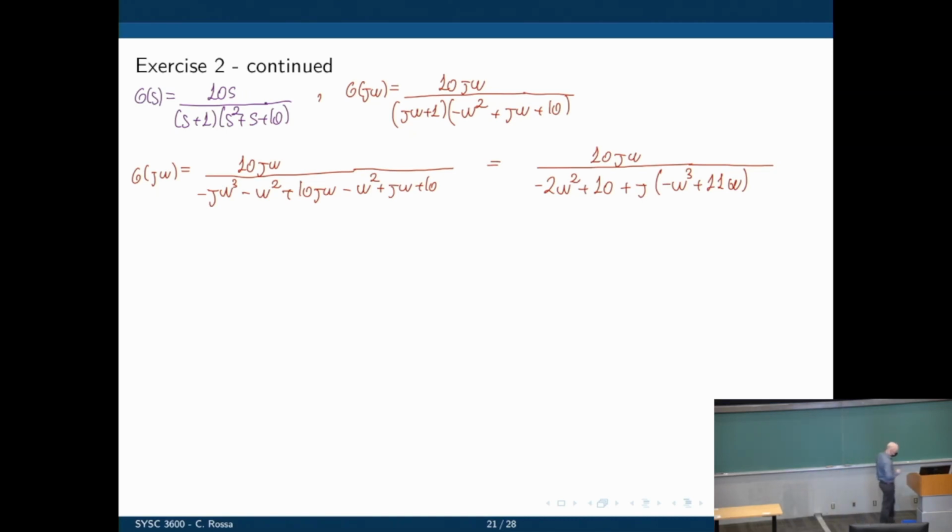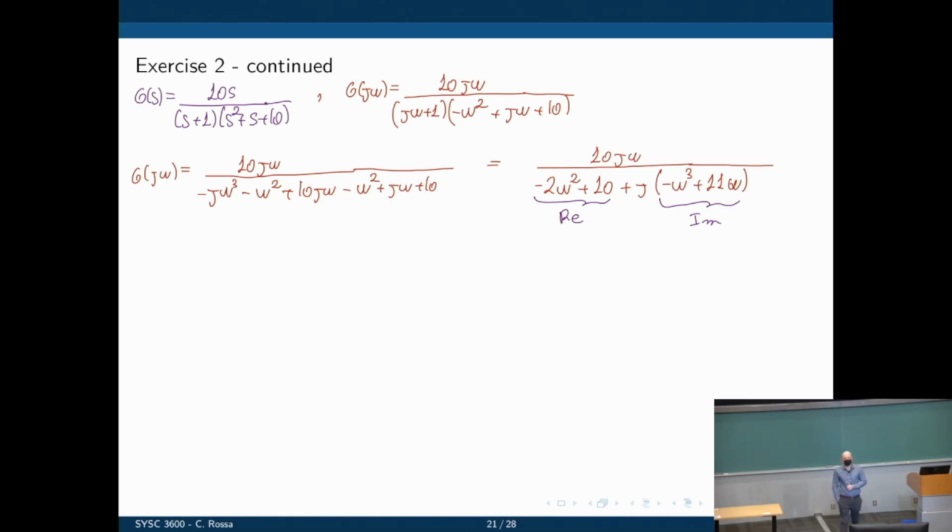Why did I do that? Well, because now we can clearly see in the denominator we have a real part and an imaginary part. That imaginary part in the denominator is kind of inconvenient because we don't know exactly what the magnitude of the transfer function or the real and the imaginary parts of the transfer function are. How do we get rid of this j in the denominator?